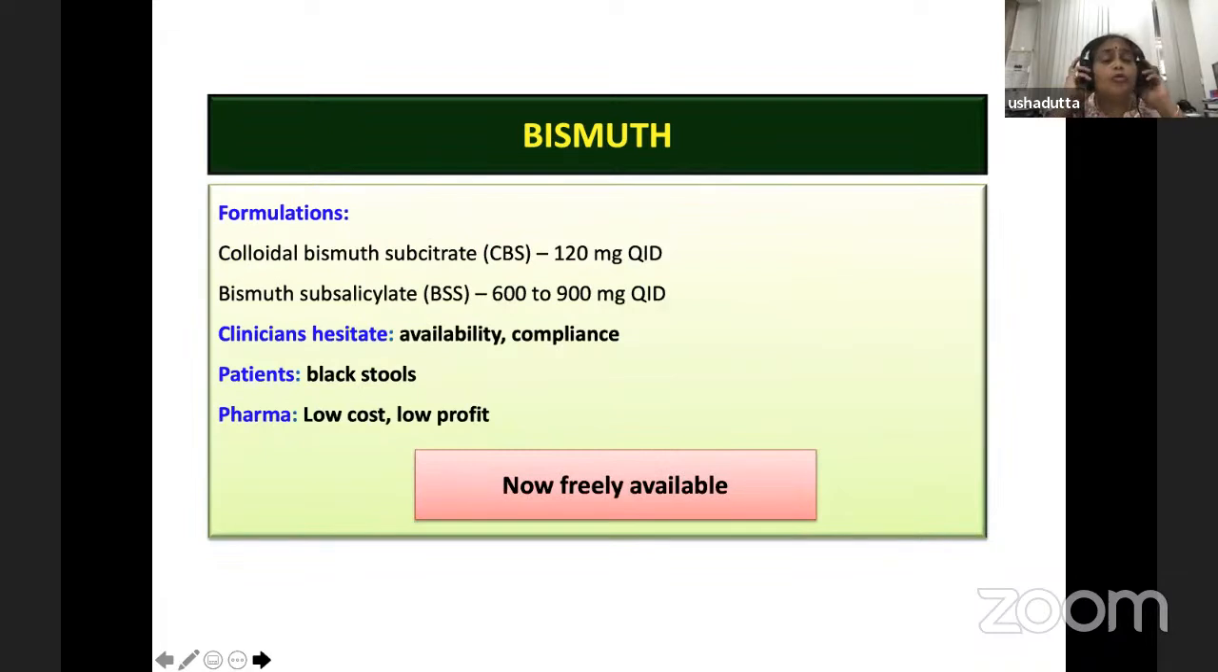Bismuth is available in 2 formulations, colloidal bismuth and bismuth subsalicylate. Colloidal bismuth is what is easily available, and we have to give 120 milligrams 4 times a day. Clinicians hesitate just because they don't know about the drug. It's available if you ask for it, and patients have some black stool, but we know that it is not melena. But the advantage is it's low cost, low profit. Now it is available in India because we have kept on advocating for all the pharma companies to bring it in. And also it has very low resistance.